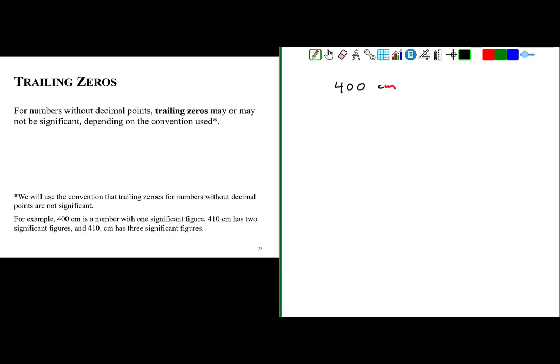The convention that we're going to use is that trailing zeros for numbers without decimal points are insignificant. So for this number 400, no decimal point is explicitly listed in this number. We have one non-zero digit, so the 4 is significant. These zeros trail behind the 4. These zeros will be considered insignificant.